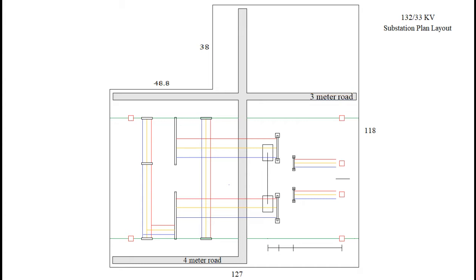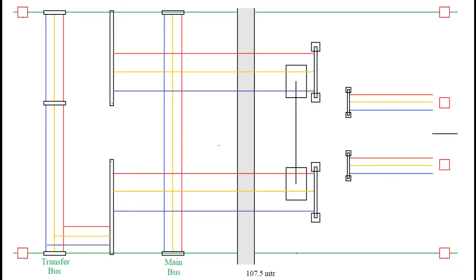This portion shall be shown in expanded form now. The 4 meters road that is above this particular view is not shown, but the 3 meters road that divides the view in two parts may be clearly seen in this top view. The two vertically oriented buses that we see on the left of this road are the transfer bus and main bus. The height of these two buses above ground level is 8.56 meters.